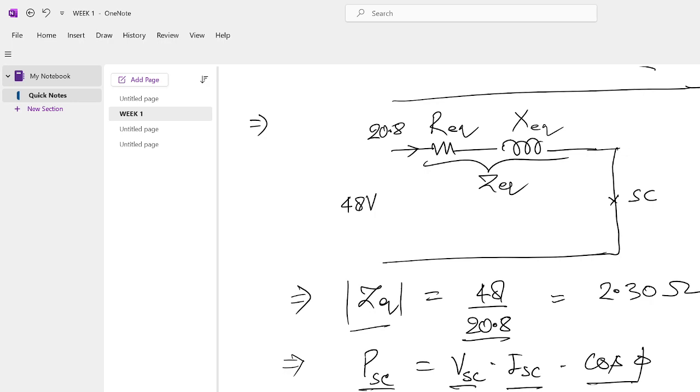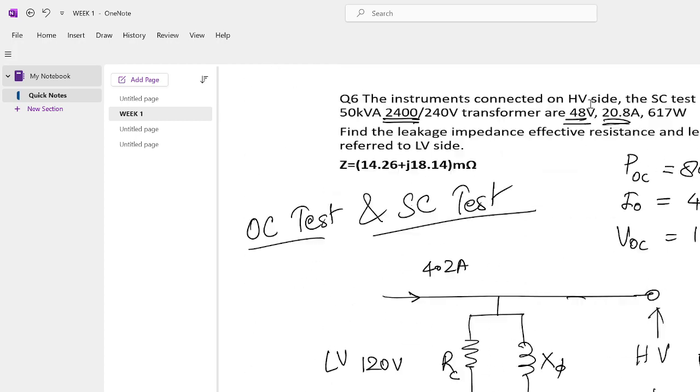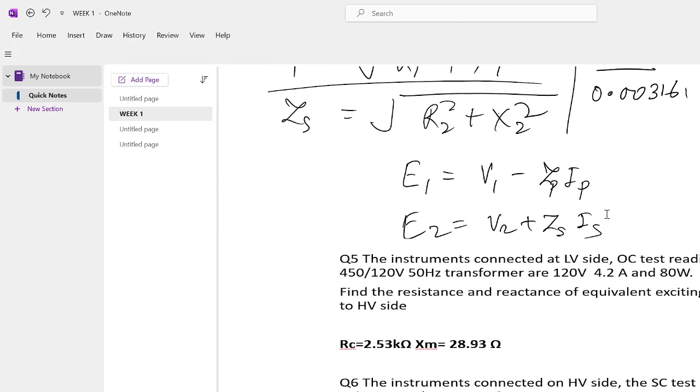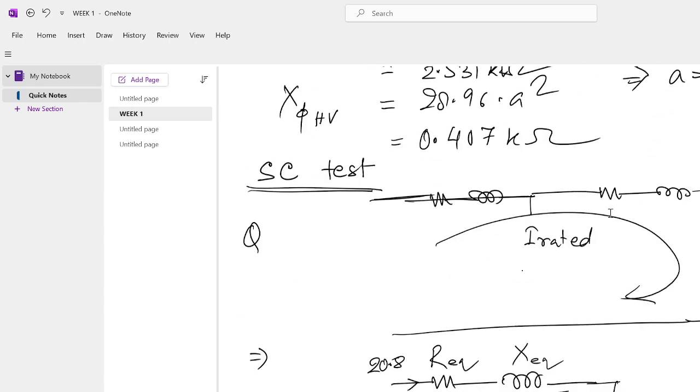Cos phi will be PSC upon VSC into ISC. PSC is 617, so 617 upon 48 into 20.8. Note it down: 0.617. Yes, the value of cos phi is 0.617.